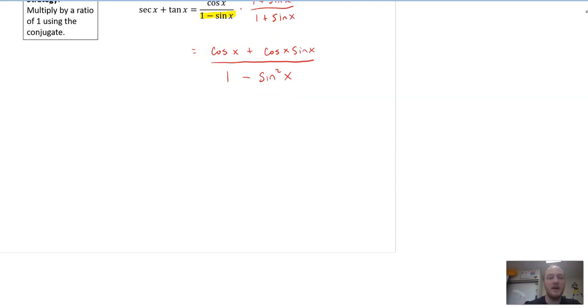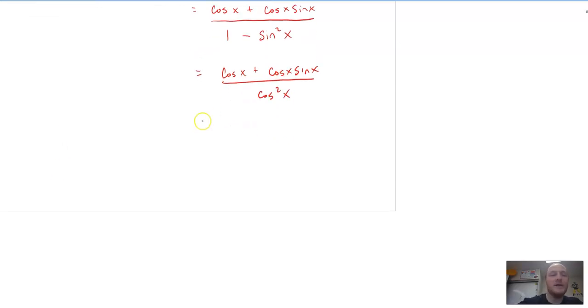So, okay, why did I go ahead and multiply with the conjugate? Well, now my denominator is a Pythagorean identity. I have cosine of x plus cosine of x sine of x all over cosine squared x. Now, why does that even matter? Well, because I can go ahead and I can split my numerator with the denominator.